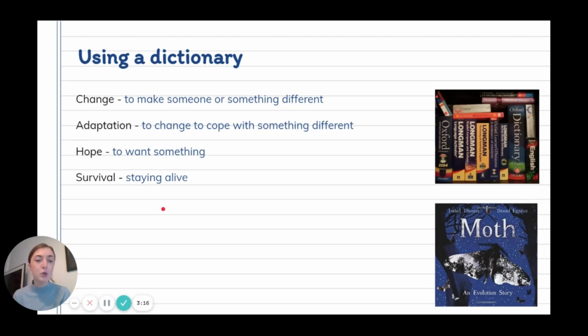Hope. Hope means to want something. Hopefully you found that out on your online dictionary or in your real dictionary. Survival means to stay alive. And the first page of our book said that our story is about all of these things. So it's about something changing and adapting. And it's about them wanting something and trying to stay alive. So that's made me really intrigued as to the rest of our story.